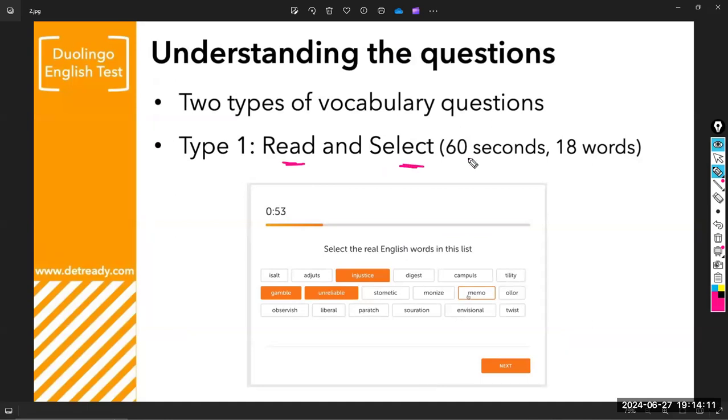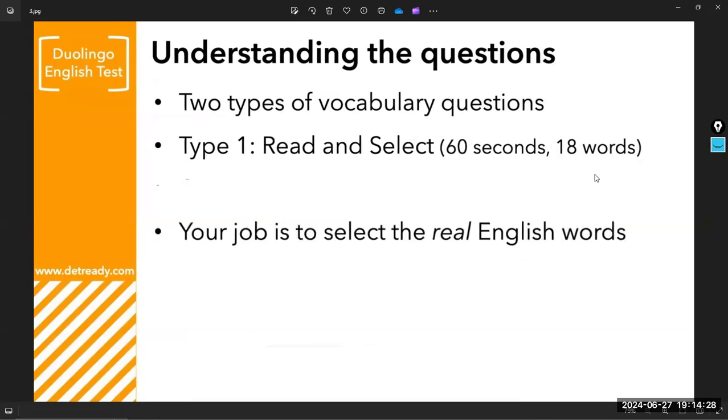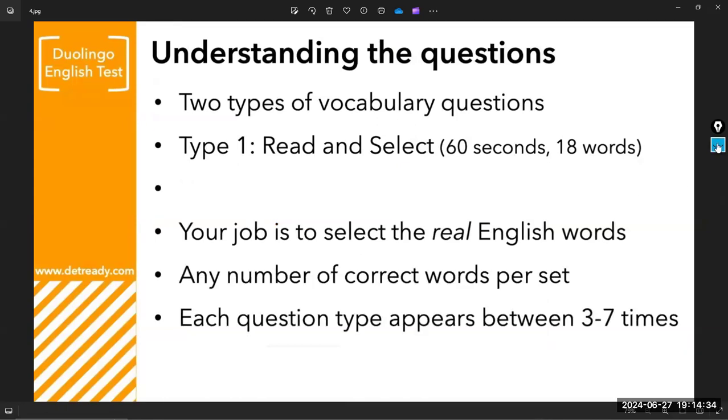As I told you, in every question or selection, you have 1 minute or 60 seconds to finish selecting the real English words, and maybe they are going to be 18 words. Your job is to select the real English words, and as we mentioned earlier, any number of words can be correct to select, because some students think that it is all the time 10, all the time 8 or 5. No, it isn't.